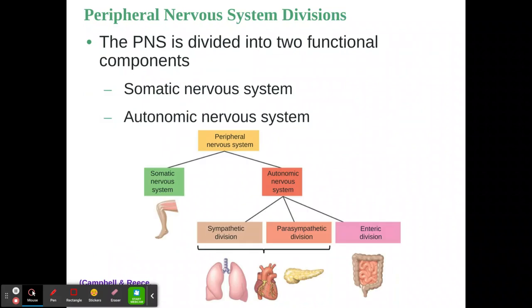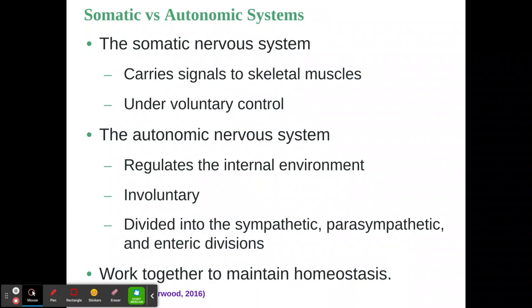All right, so the peripheral nervous system is then divided into two functional components. Those are going to be the somatic nervous system and the autonomic nervous system. And you can see the autonomic nervous system is further divided, which we'll get into later. So just to talk briefly about the somatic versus the autonomic nervous system. The somatic nervous system is going to carry signals to and from skeletal muscles, mainly in response to external stimuli, although it's not limited to that.